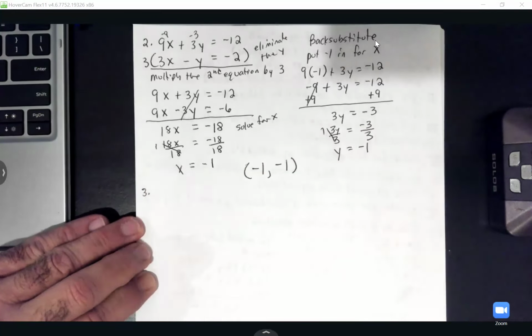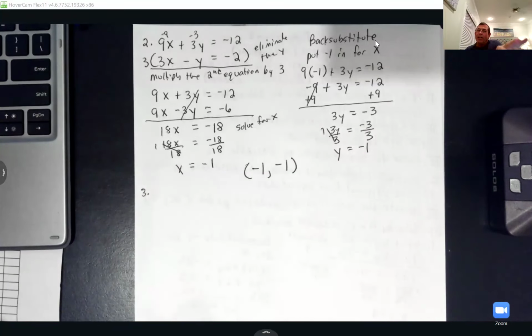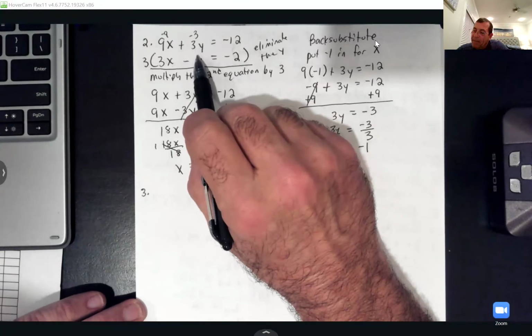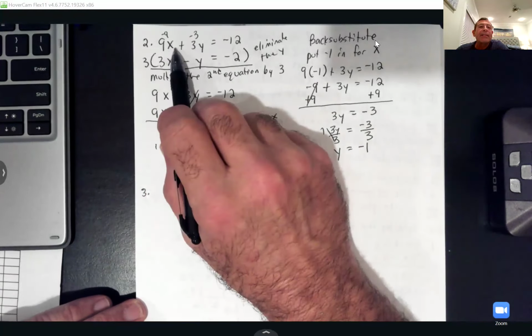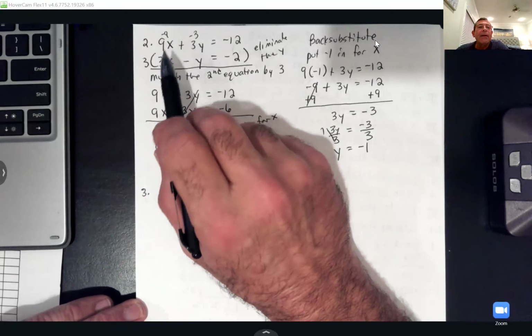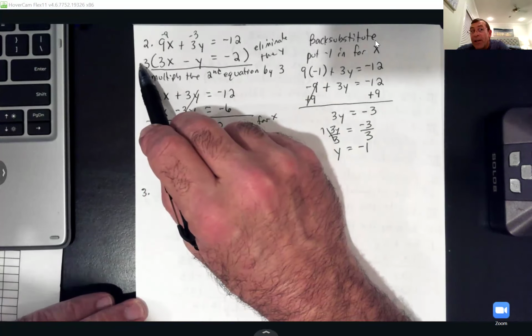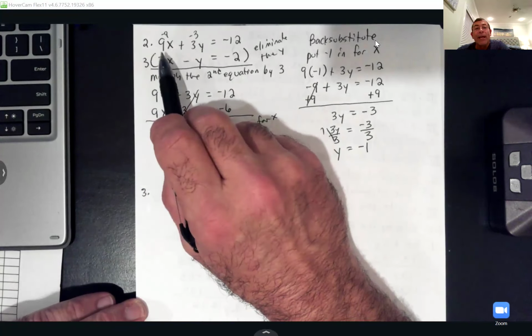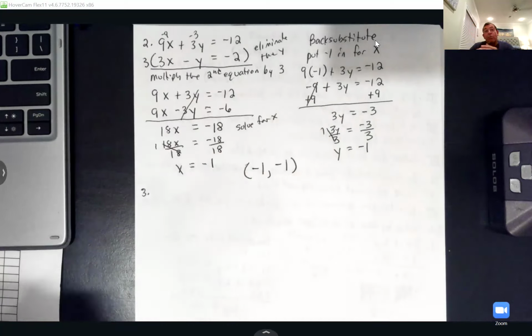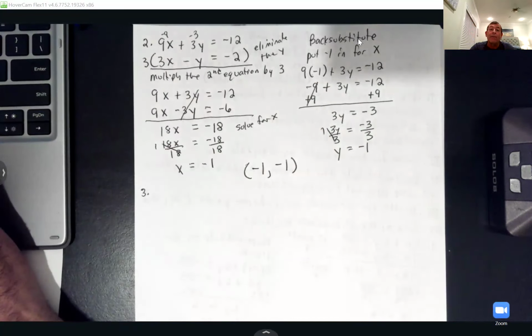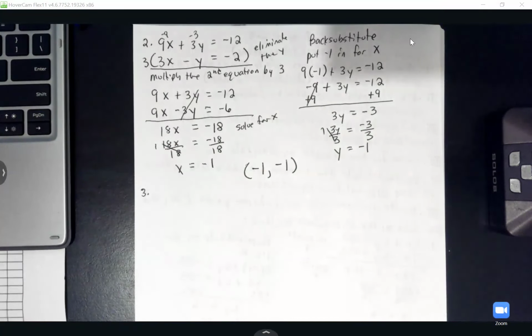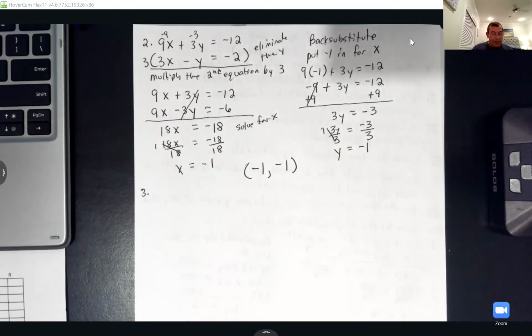They're not too bad. You just got to keep up with what you're eliminating. And now we could have eliminated the x's. I had a 9x here. Since that's a 3x, I could have multiplied by negative 3. That would have turned that into a negative 9, and the x's would have canceled if you wanted to do it that way. Okay. All right, y'all, let me write one in real quick.